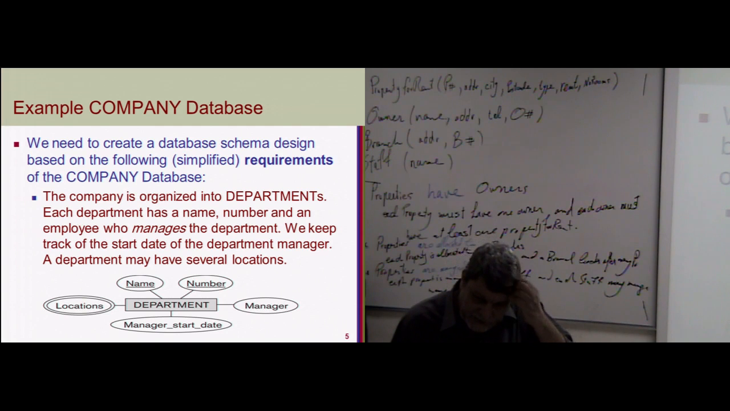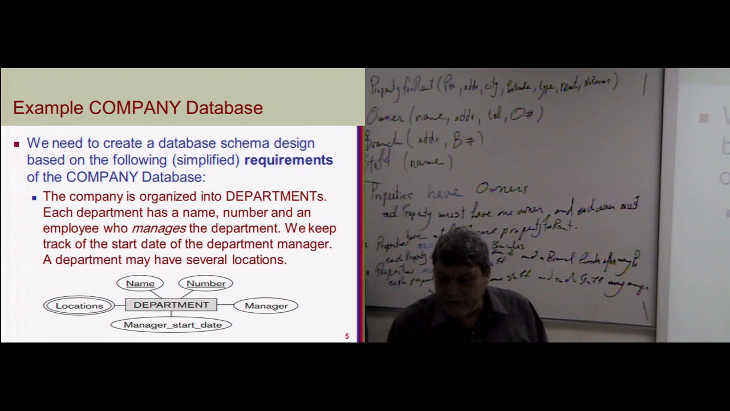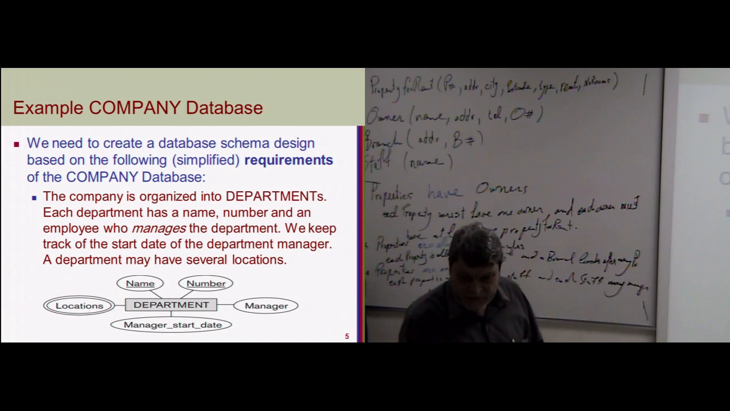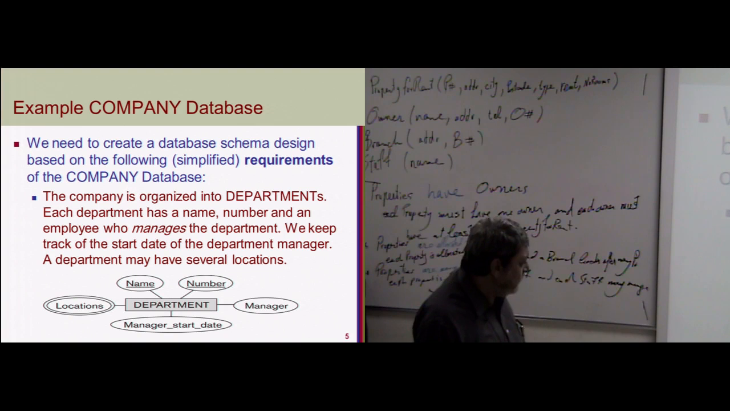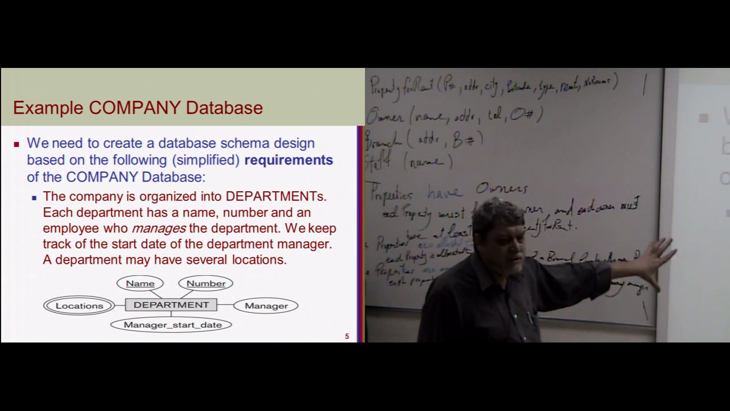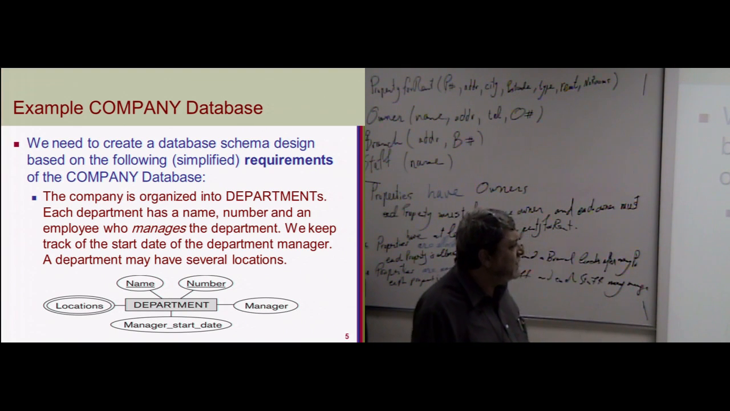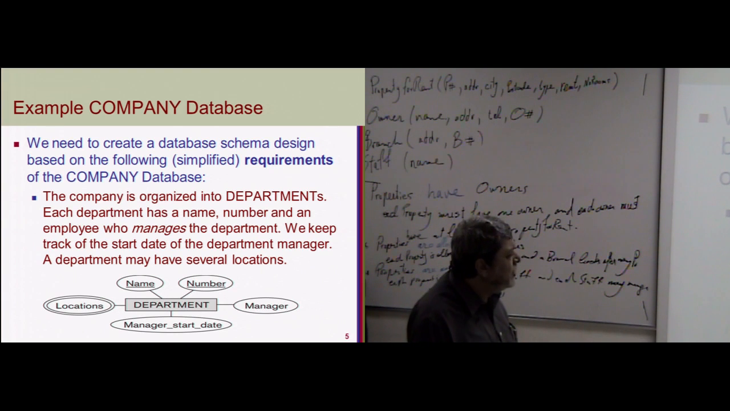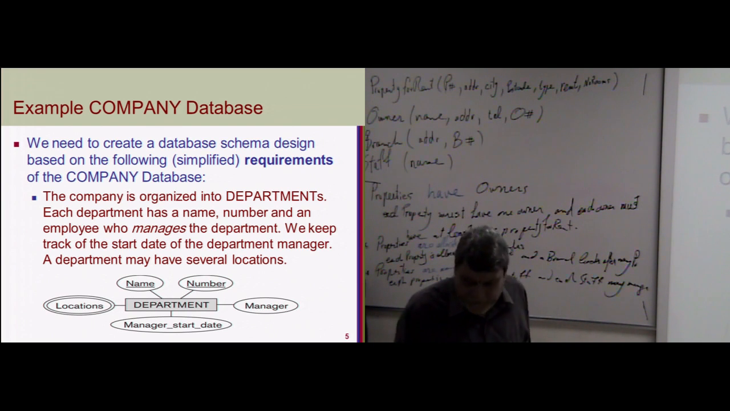If you remember the first lecture, we discussed the syllabus, and we said we are using two textbooks for the examples. Or I bring the examples from two textbooks. Now, let me assume this is what he said. The company is organized into departments. Each department has a name, a number, and an employee who manages the department, the manager.